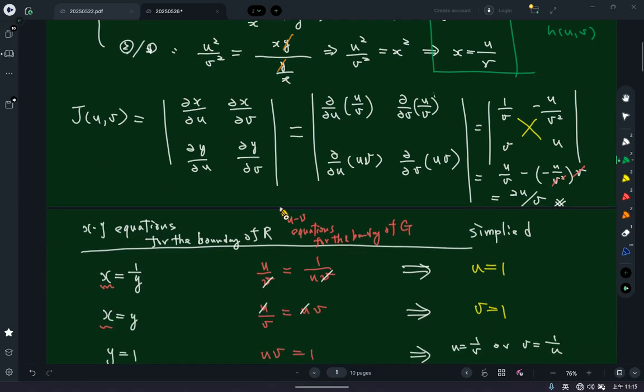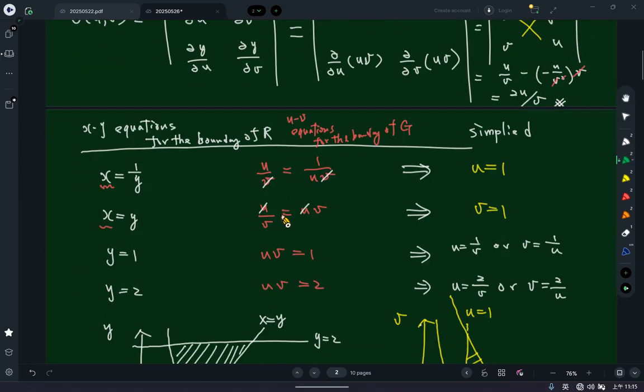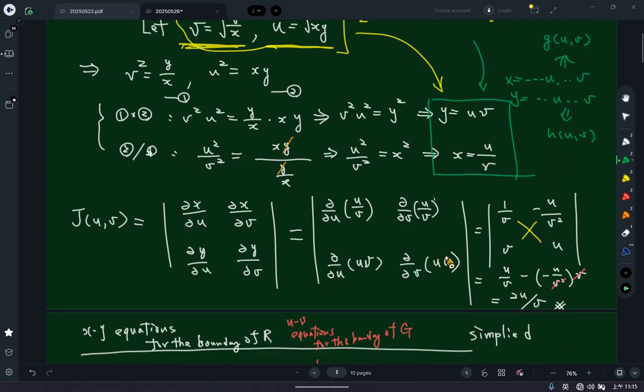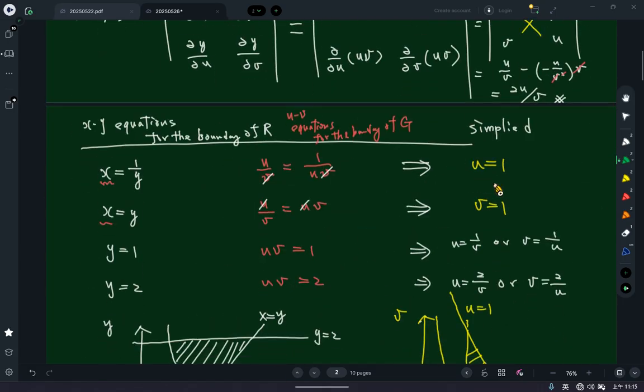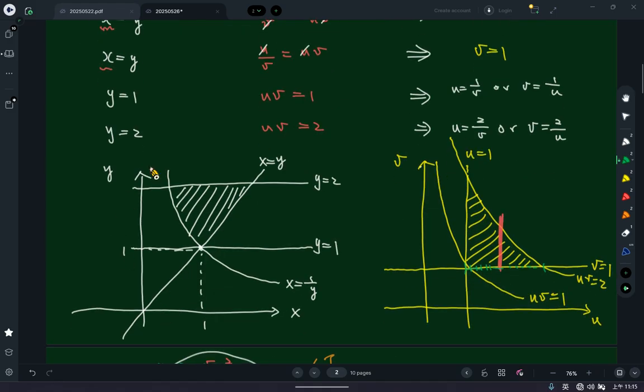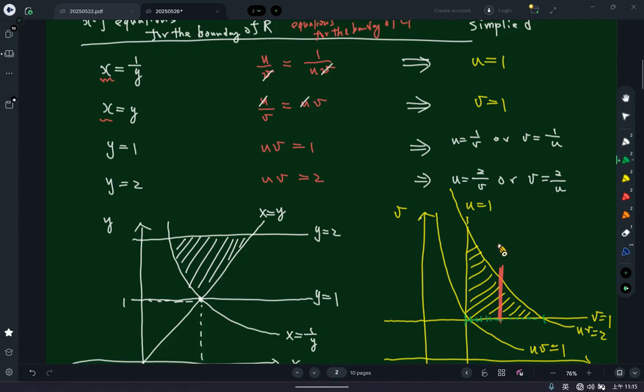But then the first step is the original xy equations for the boundary. You need to use the transformation to convert it into uv. According to these four equations, you can construct the original integration area. Then after you convert it, you can get this new one. So this is the first step.